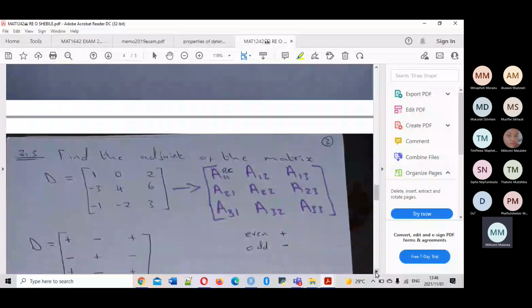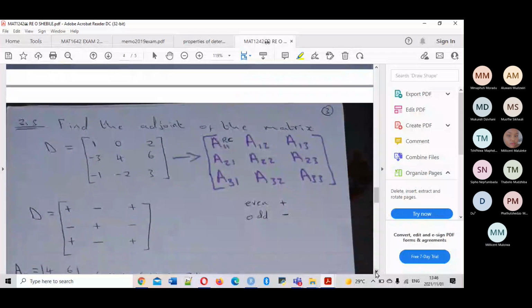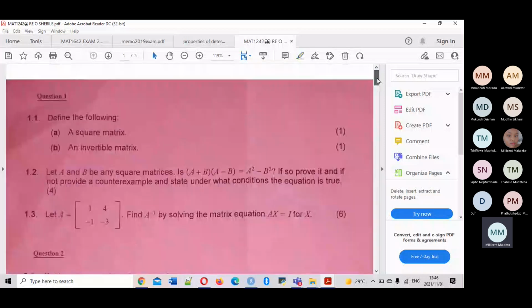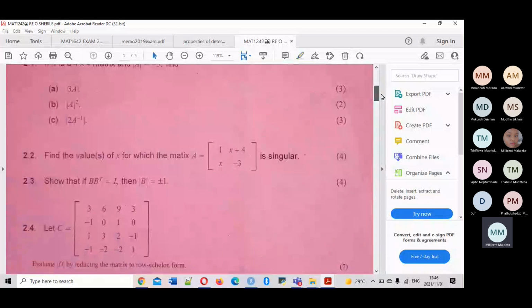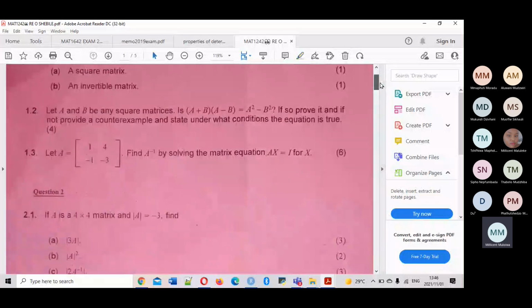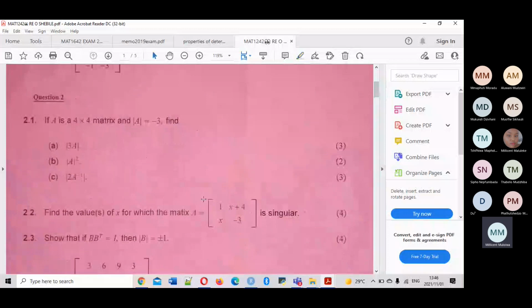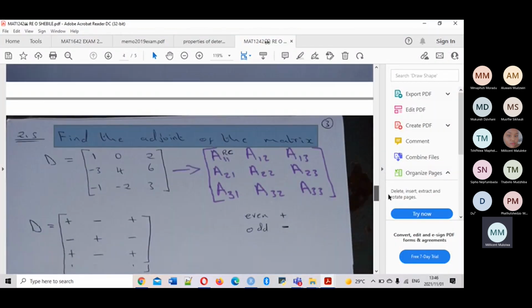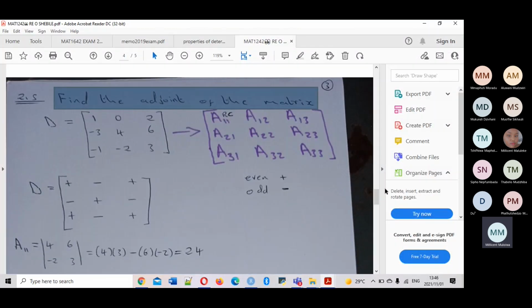So now, let's go to this question. They say find the adjoint. It was 2.5 on the question paper that I sent you. This is the question that we are doing. No, I didn't upload it. Sorry for that, but I copied it. They say find the adjoint.